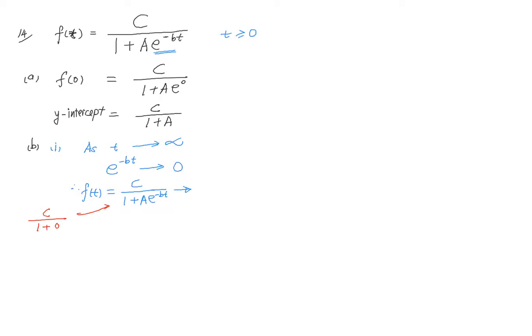You look at here. Okay. Sebastian, or class, you look at this one. This one approaches 0. So that's why I put a 0 here. So c divided by 1 plus 0.